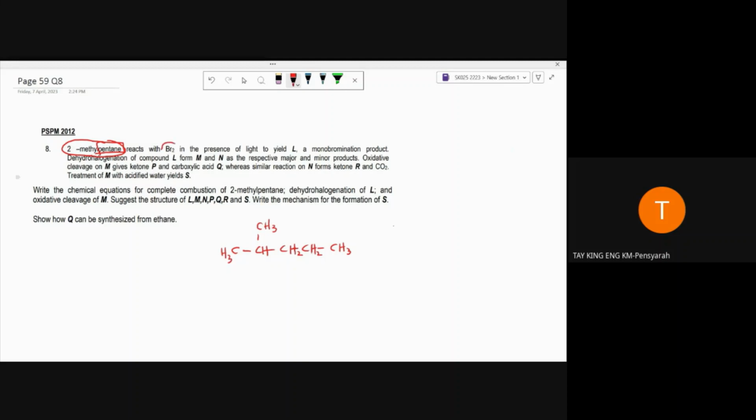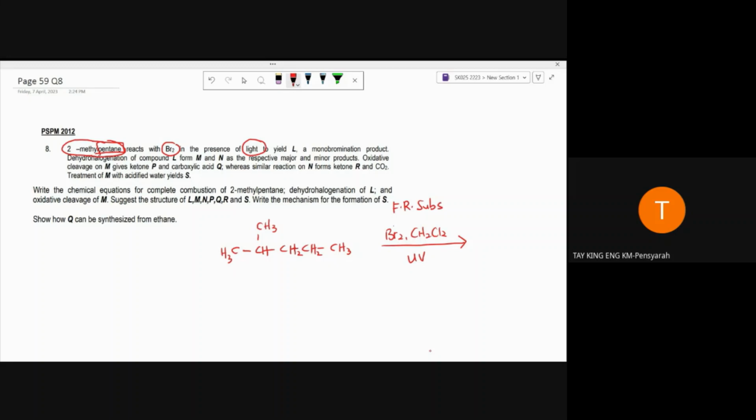Then you react with bromine in the presence of light. So even though it doesn't write Br2 CH2Cl2, you can understand. So it's Br2 CH2Cl2 in the presence of UV. So it will produce L, and we know this one is free radical substitution.